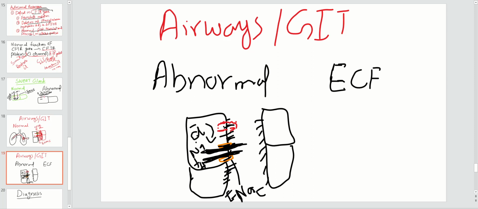No chloride is secreted here because there is no channel, and the epithelial sodium channel is not tonically inhibited. So a large amount of sodium and water is reabsorbed. The mucus in between becomes dehydrated. It becomes thickened and attached over here.